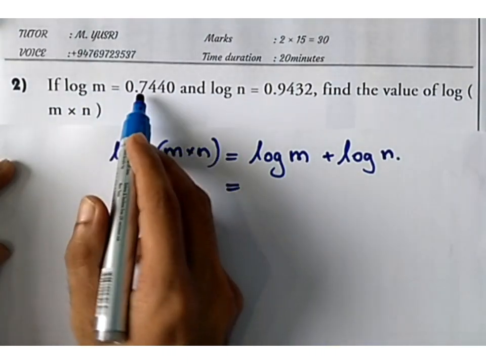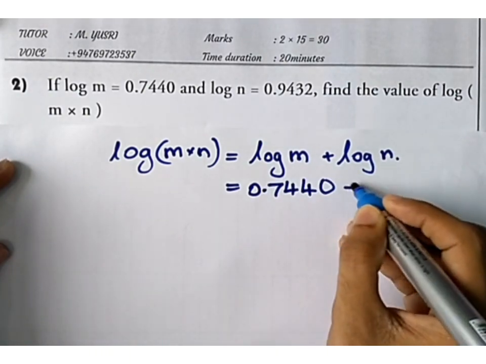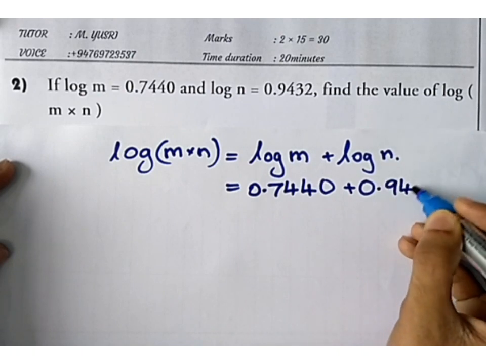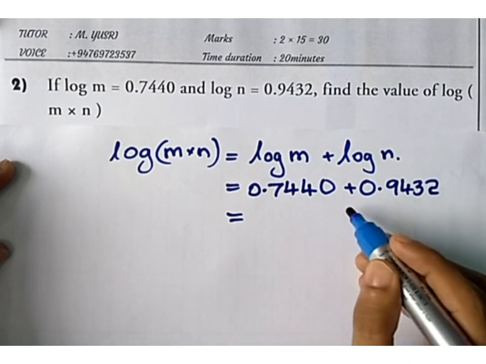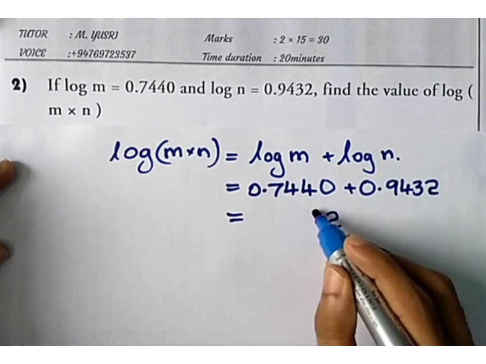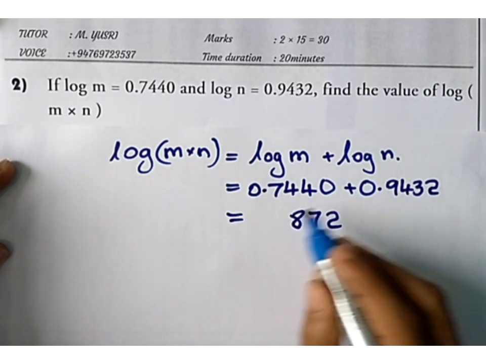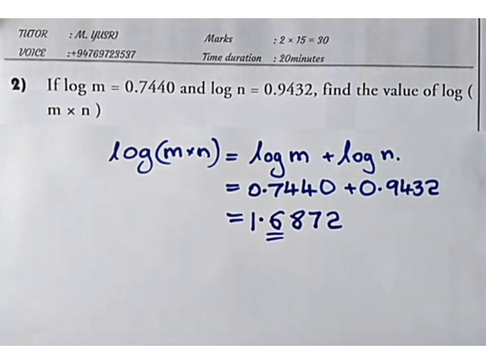And now we have the magnitudes of log m and log n. So the substitution: log m is 0.7440, and plus log n, they have given that as 0.9432. So now we can add them both. 0 plus 2 is 2, 4 plus 3 is 7, 4 plus 4 is 8, and 7 plus 9 is 16. So the answer is 1.6872.